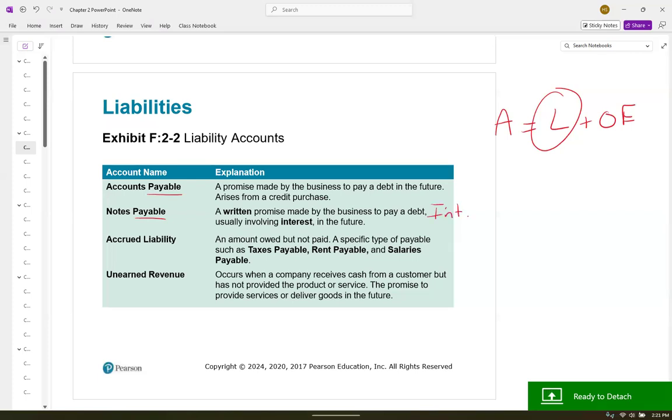Accounts payable will never have an interest element to it. Okay. We have some accrued liabilities. We could have taxes payable, rent payable, salaries payable, any of those that we owe sometime in the future, we're going to record that. Okay. Here's one of the hardest ones for students to get, this unearned revenue.